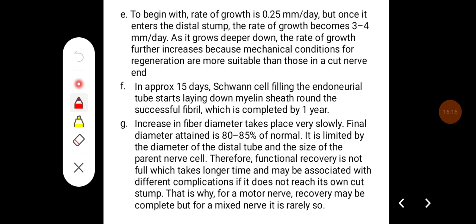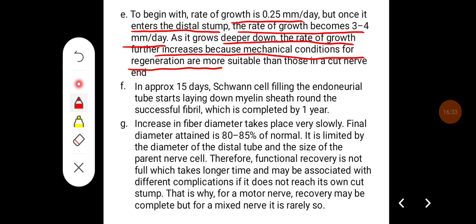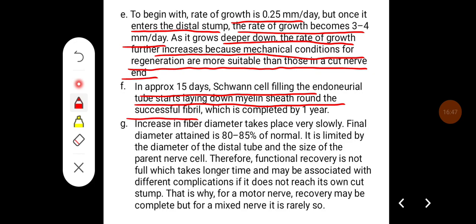To begin with, the rate of growth is around 0.25 millimeters per day, but once it enters the distal stump, the rate of growth becomes 3 to 4 millimeters a day. As it grows deeper down, the rate of growth further increases because the mechanical conditions for regeneration are more suitable than those in a cut nerve end. In approximately 15 days, the Schwann cell filling the endoneural tube starts laying down the myelin sheath around the successful fibril, which is completed by 1 year.